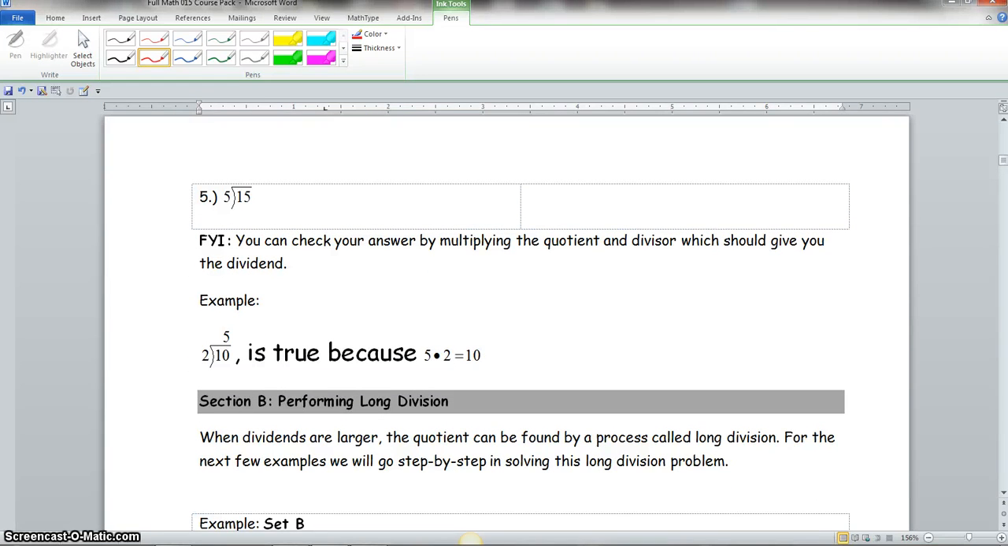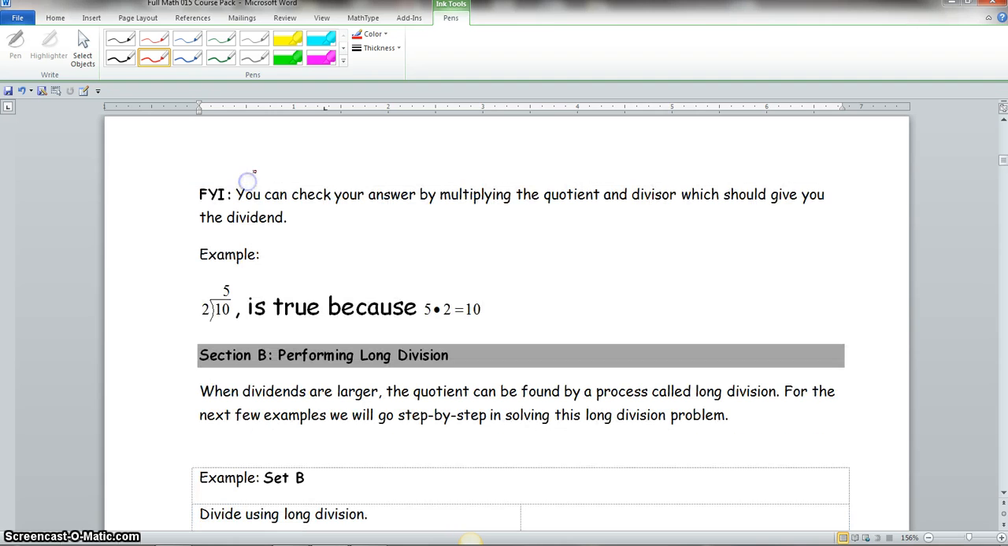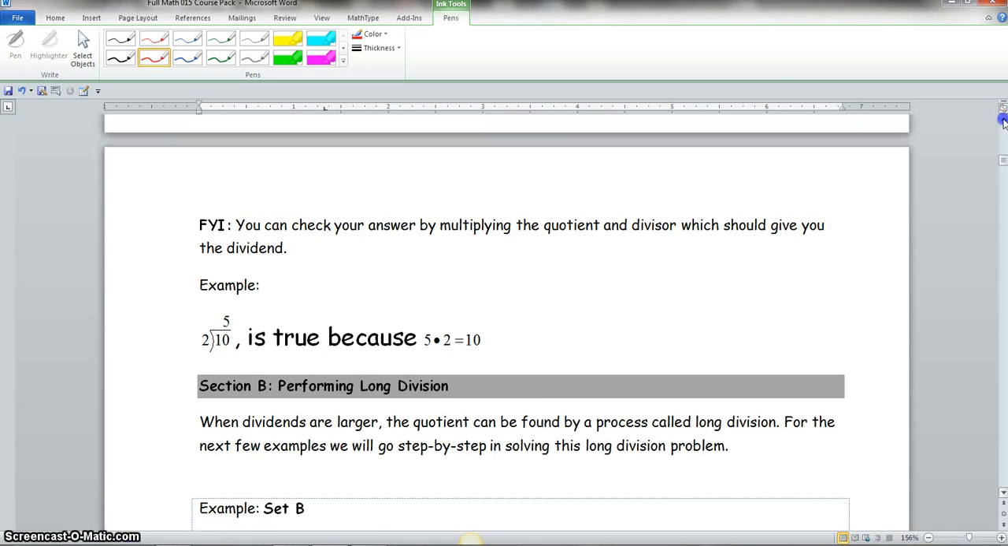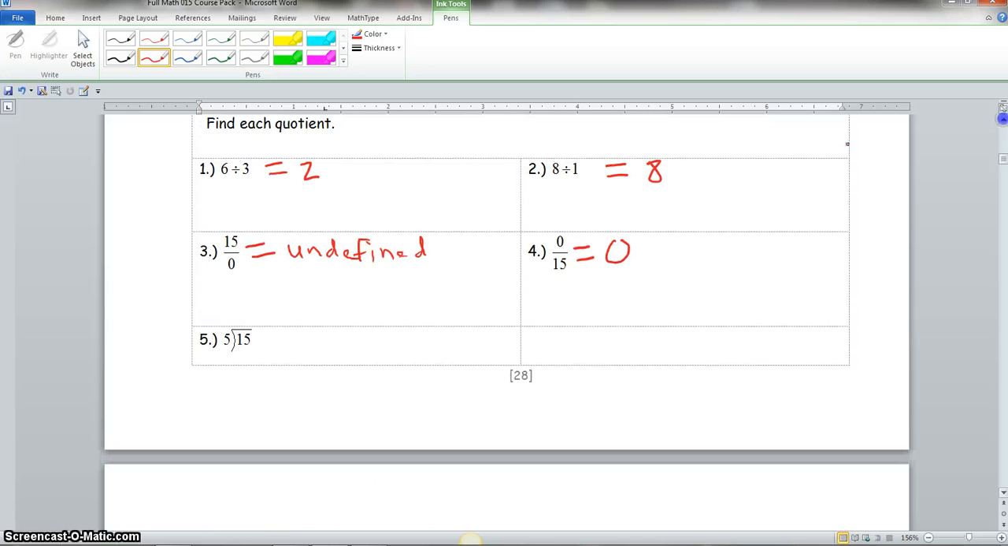Okay, now we go to traditional division. 5 goes into 15 3 times. Now that was interesting. It jumped. So we have 5 over 15. We'll put our 3 here. 5 goes into 15 3 times. 3 times 5 is 15. And we have no remainder. So our answer here is 3.